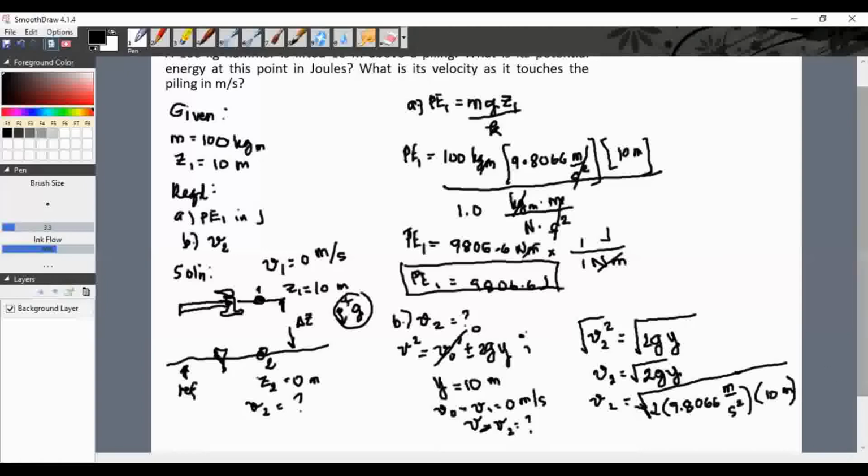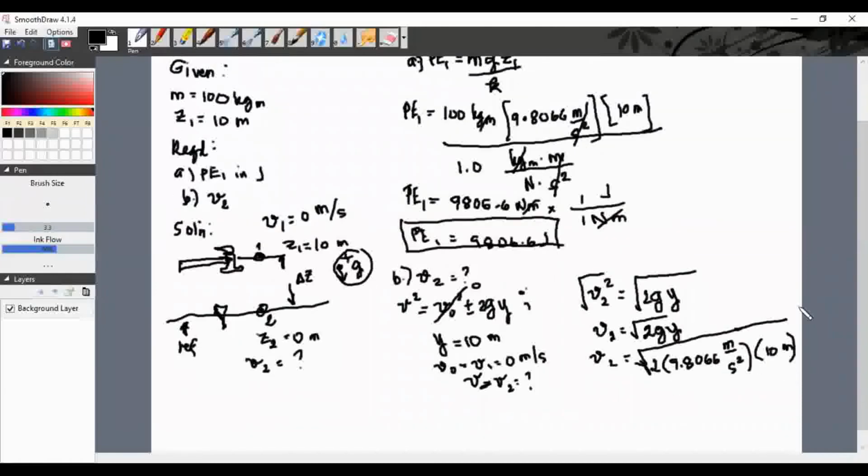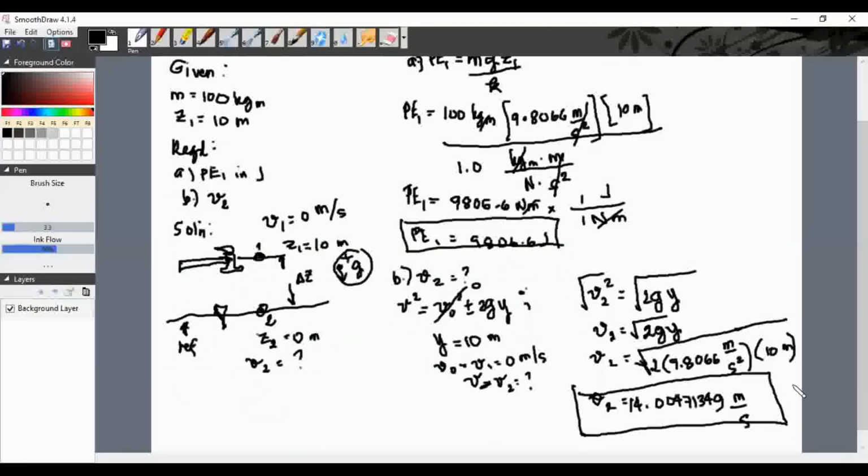What will be our unit there? We have meter square per second square. Taking the root of that, finally, you have meter per second. So let's calculate: 2 times 9.8066 times 10, then take the square root. You have 14.00471349 meter per second. I just took everything on the calculator display. So that is the answer to our problem number 1.